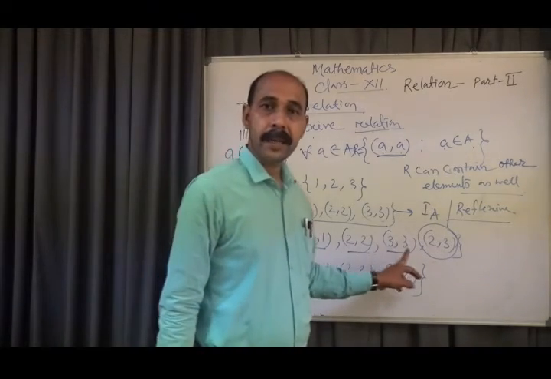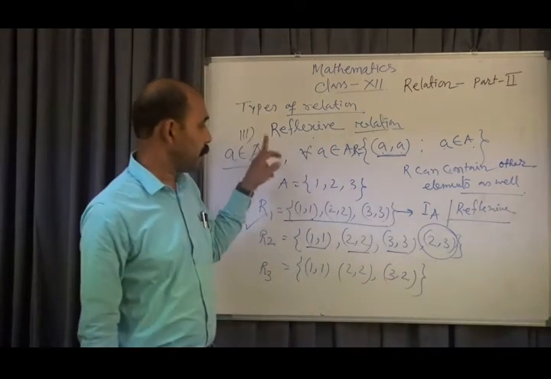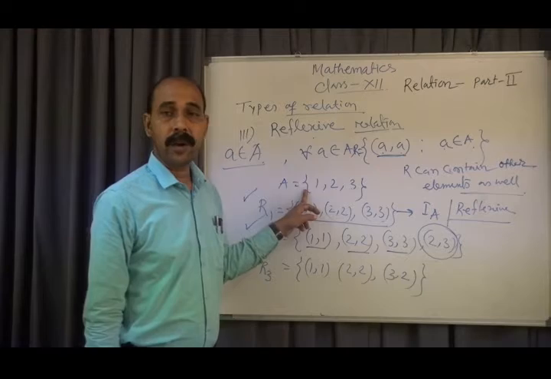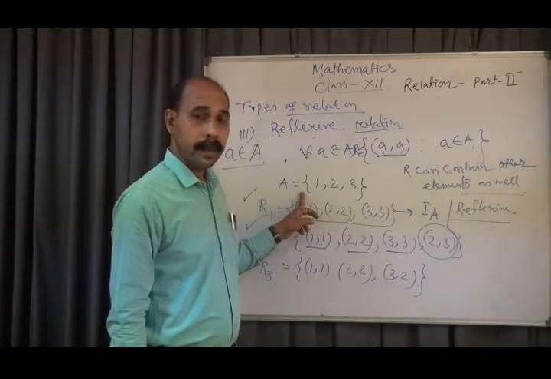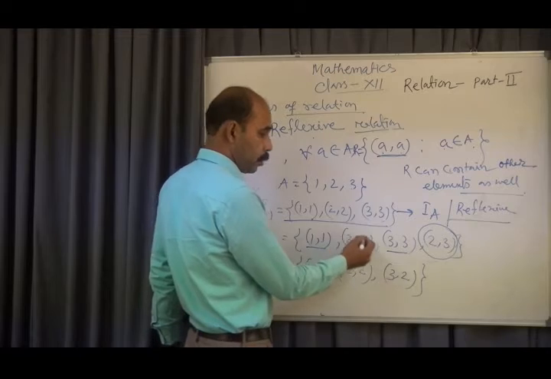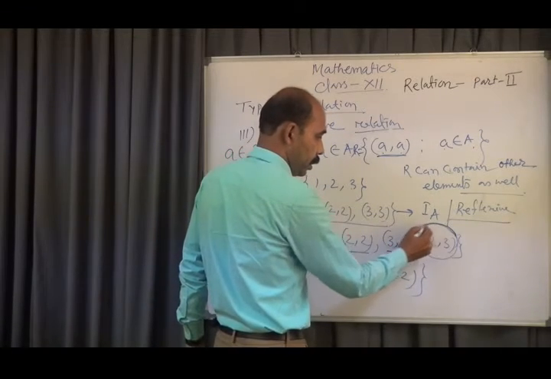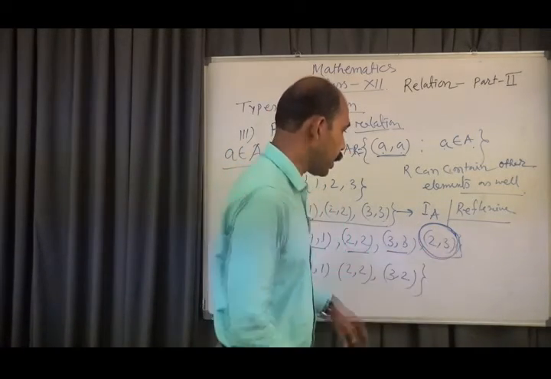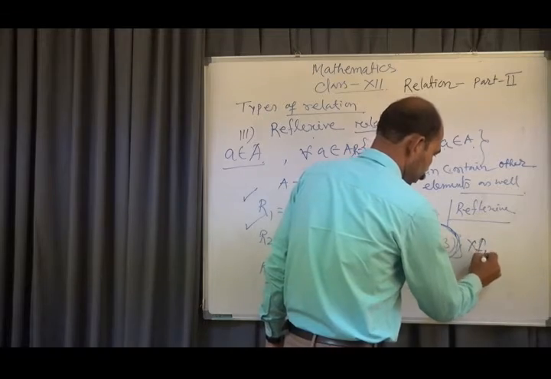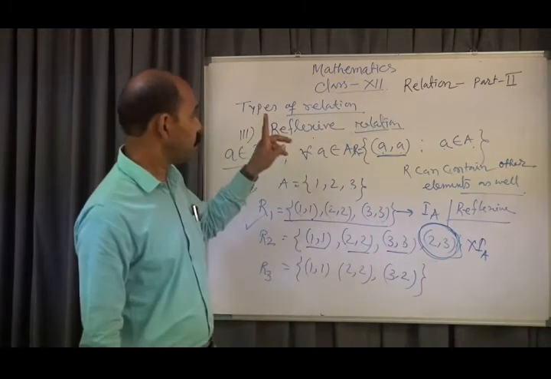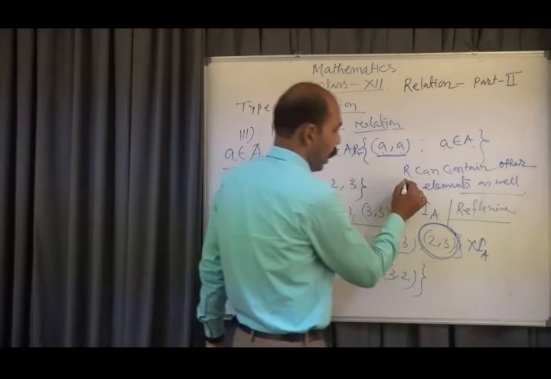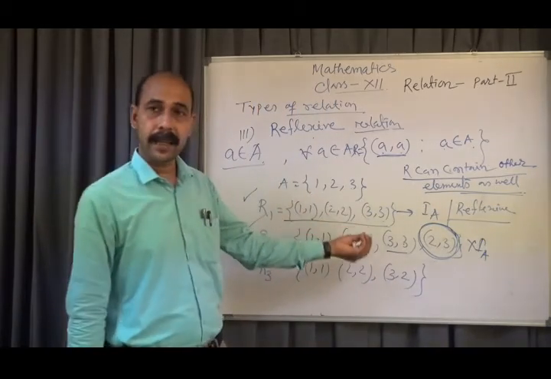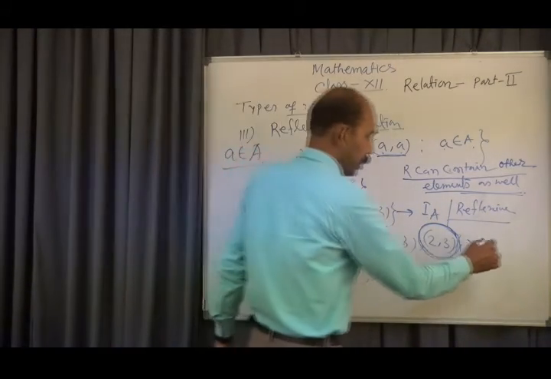Is it an identity relation? No. Because in an identity relation there is no extra element except the pairs (a, a) for elements of A. That is, 1 related to 1, 2 related to 2, 3 related to 3, then (2,3) is the extra pair, because 2 is not equal to 3. So it is not an identity relation. But for a reflexive relation, I have told you that R can contain other elements as well. If an extra element is there, there is no problem, so it is reflexive.